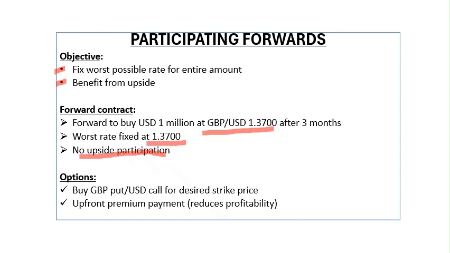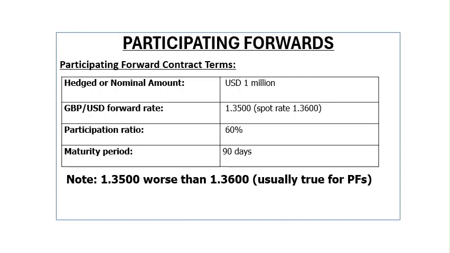Alternatively, instead of the forward contract, XYZ can buy GBP put USD call for the desired strike price. However, XYZ will have to pay the premium for the option, which is an upfront cost. A participating forward contract can be an option to achieve XYZ's twin objectives. Suppose there is a participating forward contract with the following terms: hedged amount USD 1 million, GBP USD forward rate 1.35, when the spot rate is 1.36.